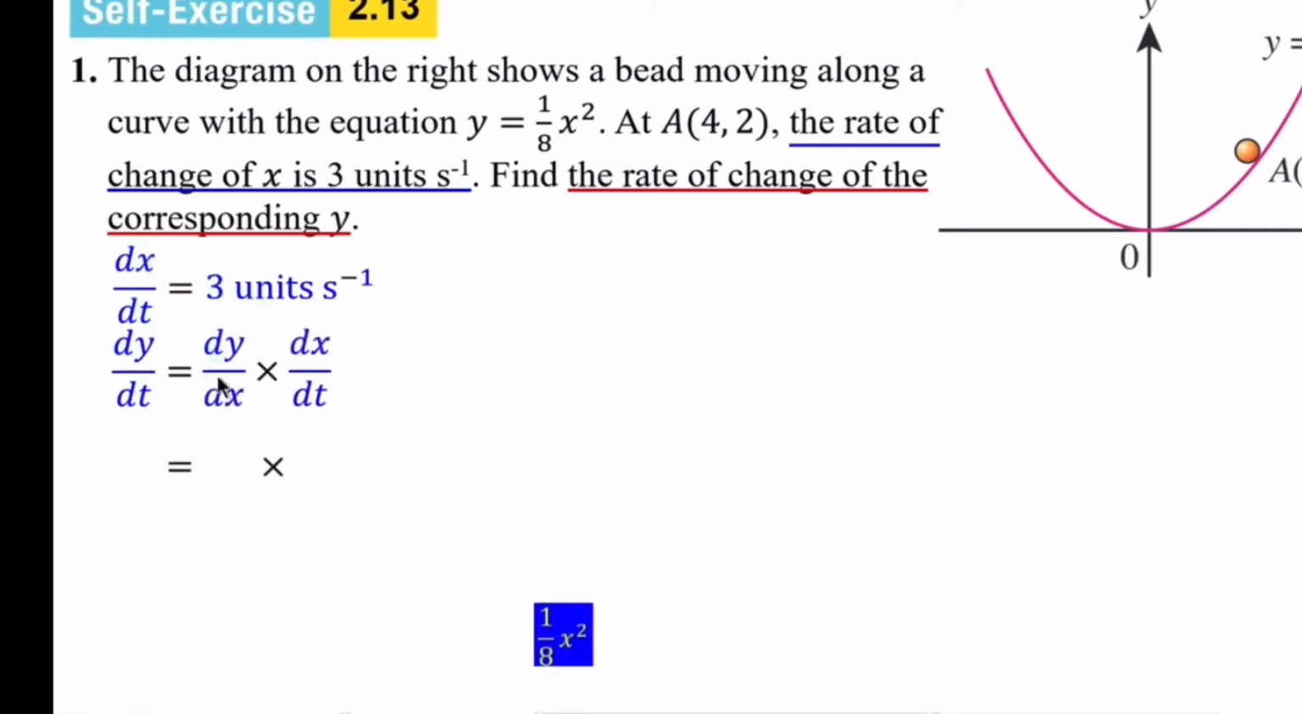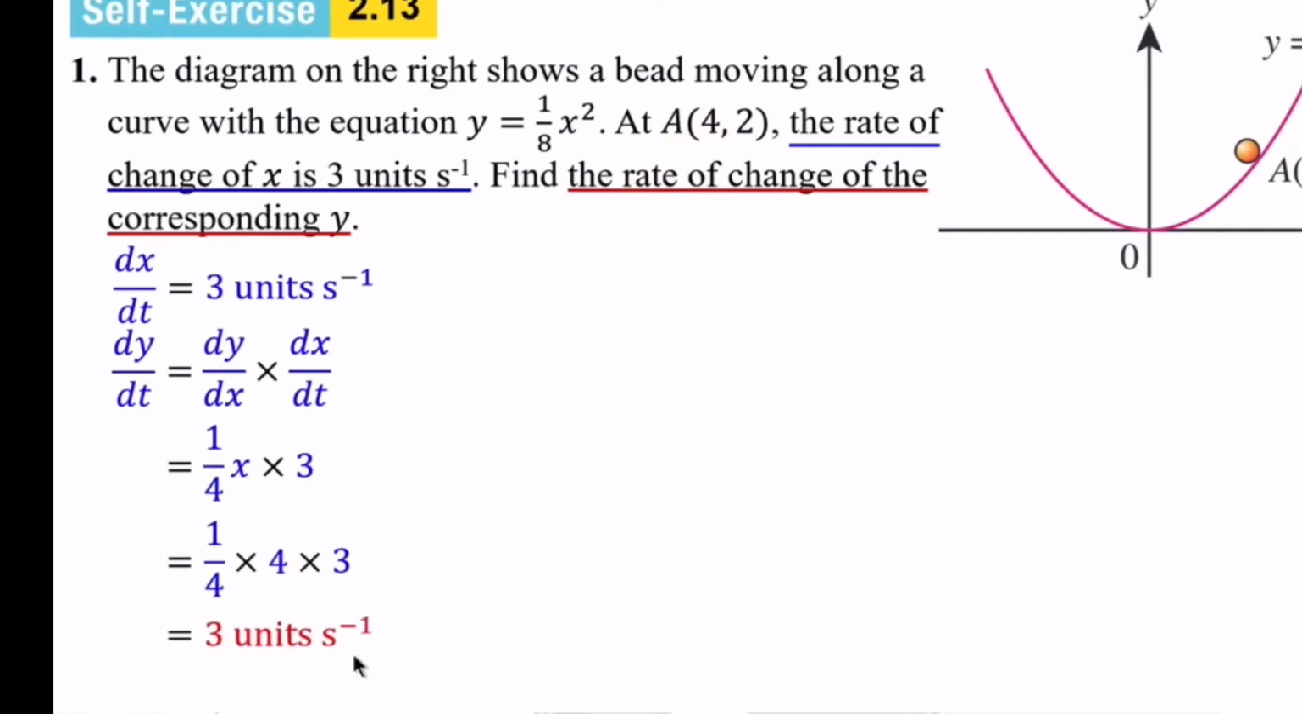From y equal to 1 over 8 x squared, we will differentiate. We will get 2 times 1 over 8 times x, which is 1 over 4x, and we multiply with the 3. So we will substitute the value of x, which is given at point A, 4. The x is 4. So 1 over 4 times 4 times 3. So the answer is 3 units per second.